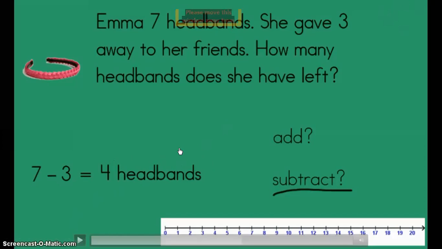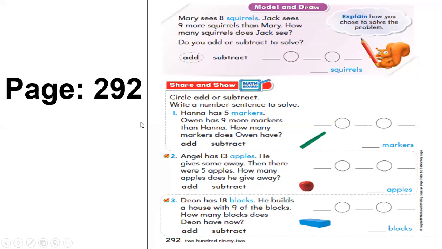So now did you all understand how you have to compare and you have to check? You have to read the question carefully, whether it is addition or whether it is subtraction. So this is what we are going to do today in our lesson. So let's move on to page 292. Open page 292, everyone.